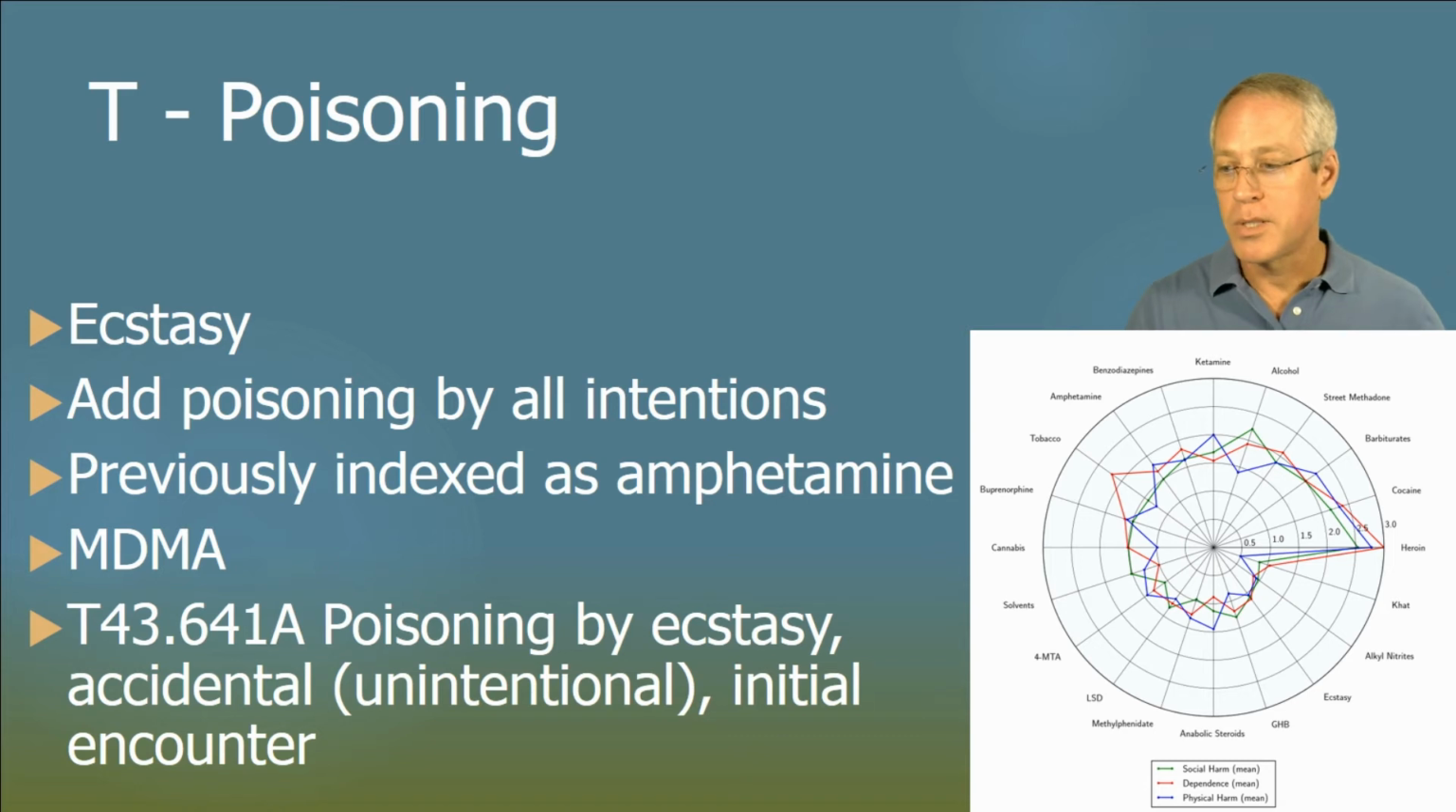Here's an example of probably, I think, the most common code that you would use: poisoning by ecstasy, accidental, initial encounter. So the patient meant to take it, didn't mean to overdose on it. Interestingly, societal and physical harm caused by various substances, by comparison, going counterclockwise, heroin is the worst, and steps down and down various other drugs of abuse as far as the harm to the patient and to society, and the likelihood of dependence. And you'll see that ecstasy is really quite low, lower by far than tobacco or alcohol.